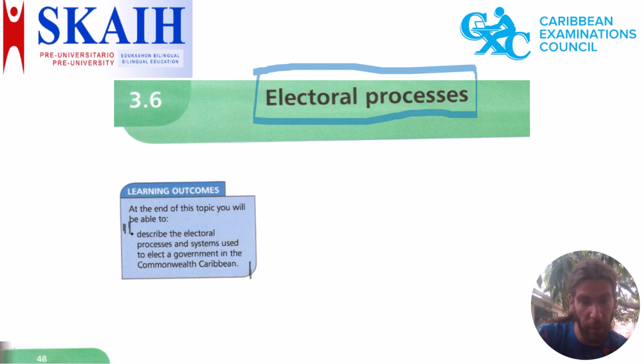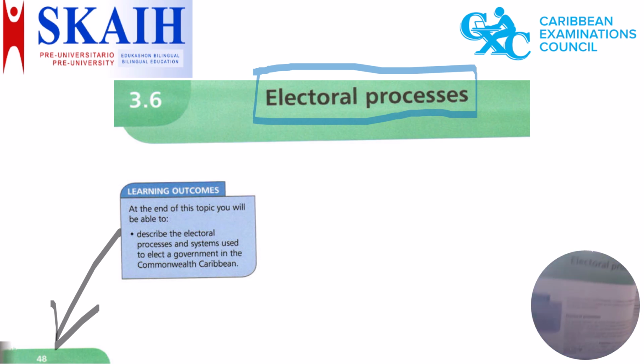And take page 48 of your textbook in front of you. That page 48 looks roughly like this, and it's called electoral processes, as you can see here. Let's look at the first part of the text on electoral processes.